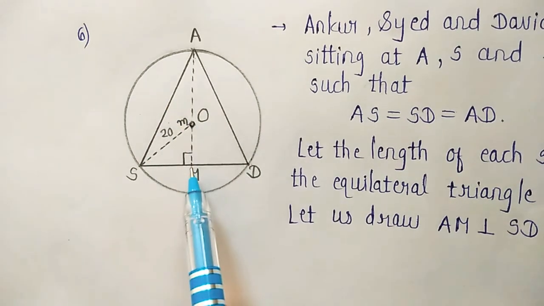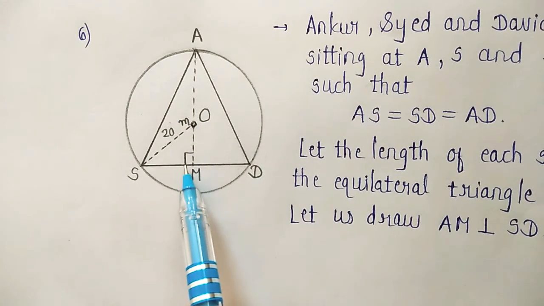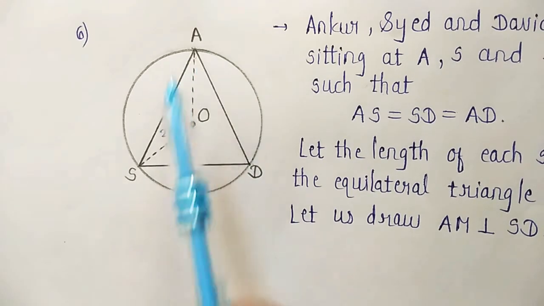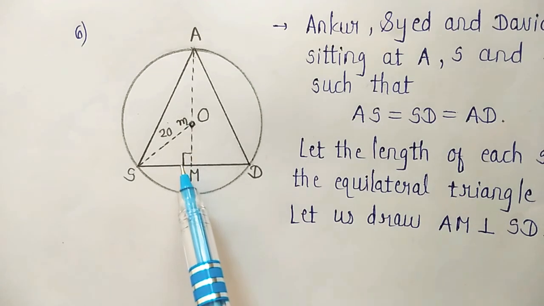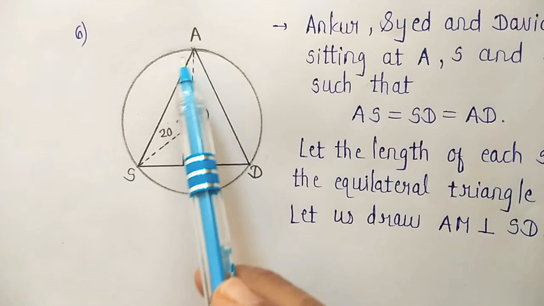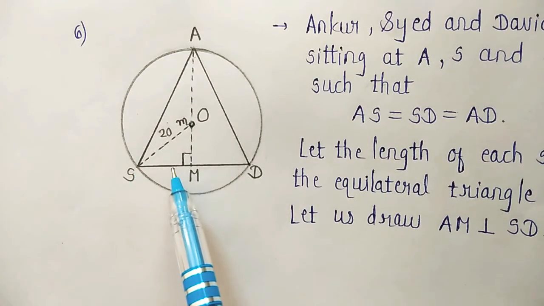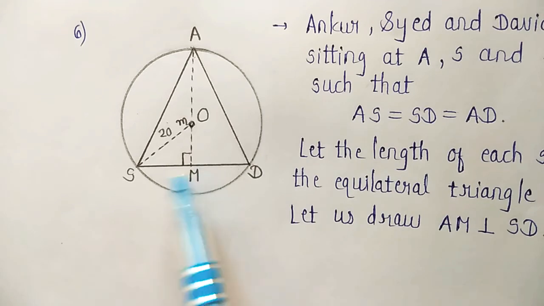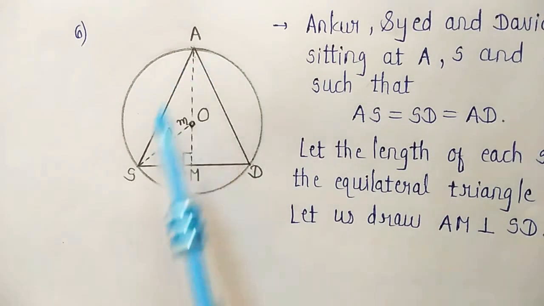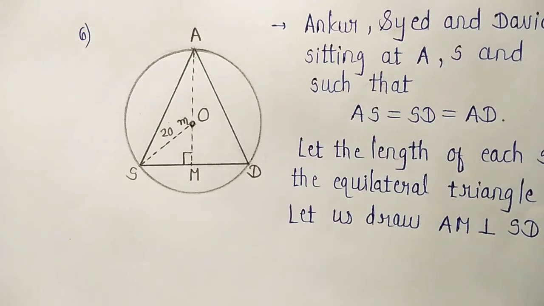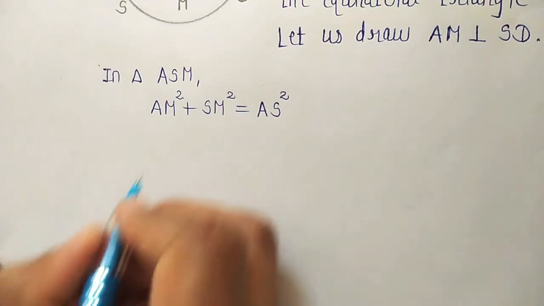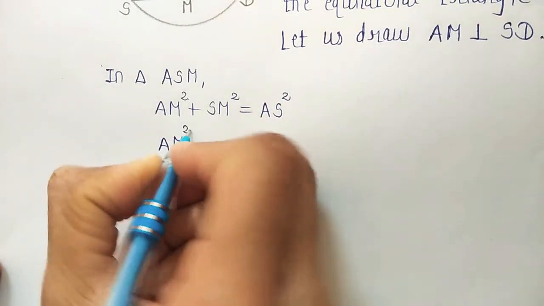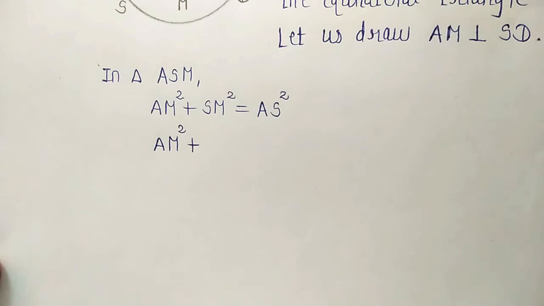As AM is perpendicular to SD, it makes a 90-degree angle. Now refer to triangle ASM. As this is a right angle, here we can apply Pythagoras theorem. For triangle ASM, it will be AM square plus SM square is equal to AS square. So let us put the values. Value of AM we do not have, so we'll write AM square plus SM square.